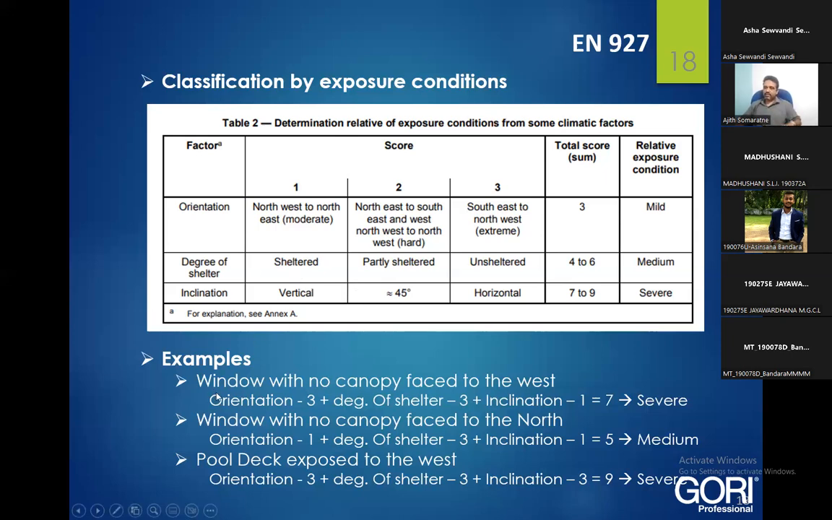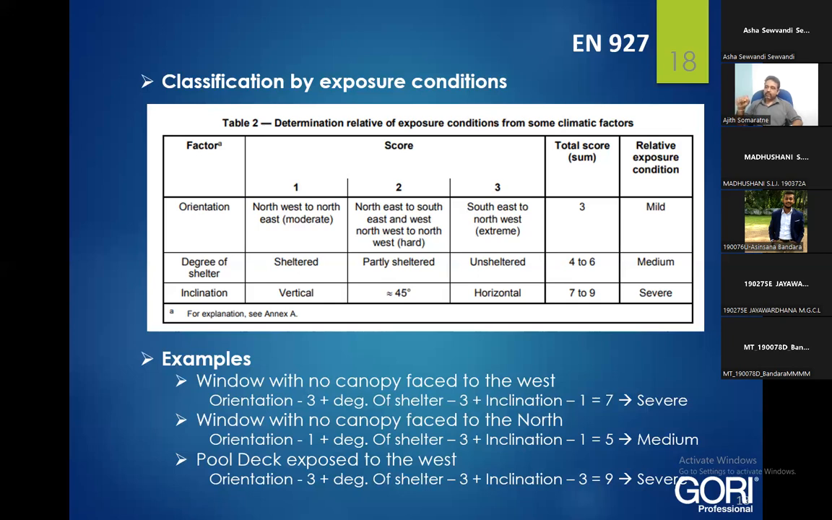So let's take an example: a window with no canopy, facing west, right? Then orientation is west, so we give a score of three. Degree of shelter is no canopy, so it is again three. Inclination is vertical, so it is one. Then the total score is three plus three plus one, which is seven. Then it is a severely risky application. So a window facing west with no canopy means we have to treat it with more care.